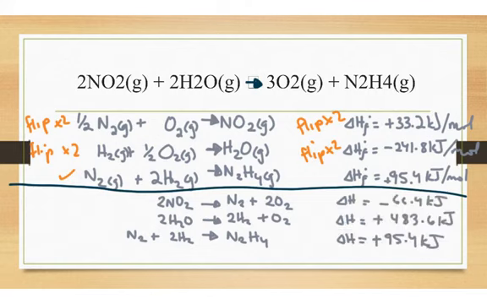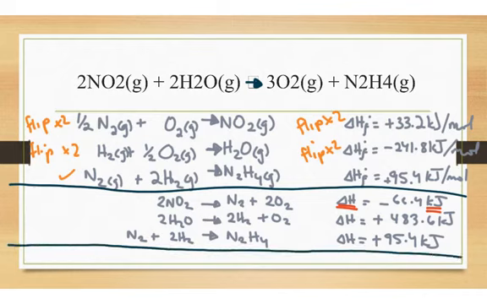The one thing that's important to note here is when we manipulate them, so when I multiply them by something or flip them around, they're no longer formation equations, and therefore they're no longer per mole either. So in this section here, you'll notice that I've got regular delta H's now and just kilojoules. So I've dropped the per mole and I've dropped the F to show those changes that I've made.